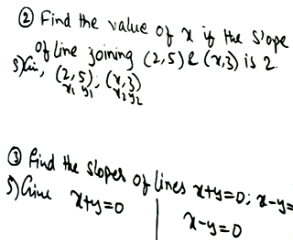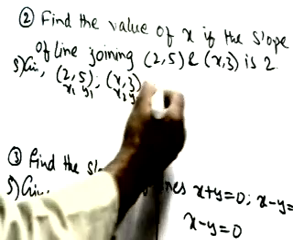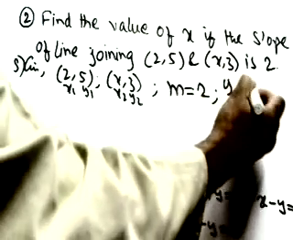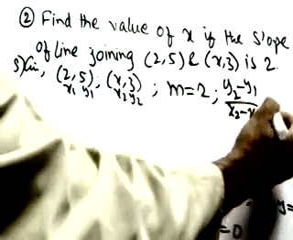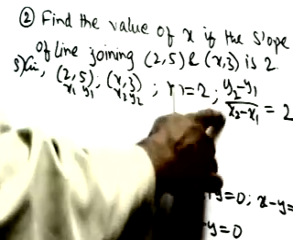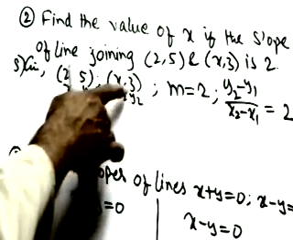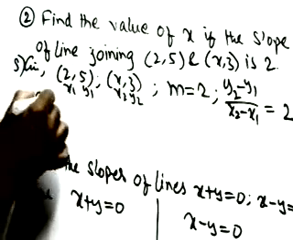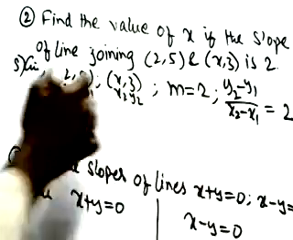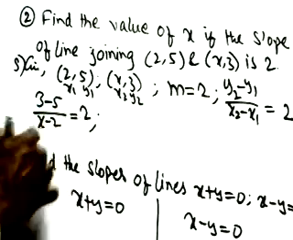Now you see the next question: find the value of x if the slope of the line joining the points is 2. What is given here? Slope equals 2. But we know the formula of slope, y2 minus y1 by x2 minus x1, and this equals 2. Now let me substitute the values. For the first point we suppose x1 y1, for the second point we suppose x2 y2. So y2 minus y1, that is 3 minus 5, by x2 minus x1, x minus 2, equals 2.